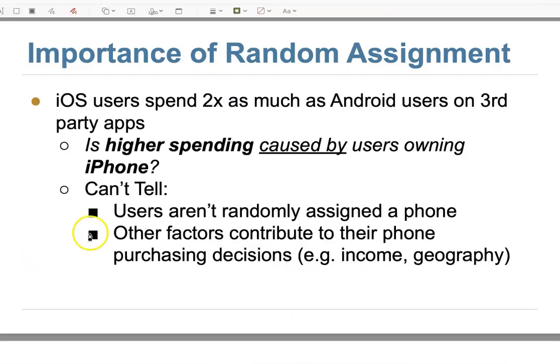But in our example here, if we just get our result from the app usage, we cannot tell, because users are not randomly assigned a phone, like I said earlier. And there are also other factors contributing to their phone purchase decision. Because the iPhone is more expensive, maybe people with higher income purchase iPhones, so that's why they spend more. So that's random assignment. In the next lecture we will talk about causality.